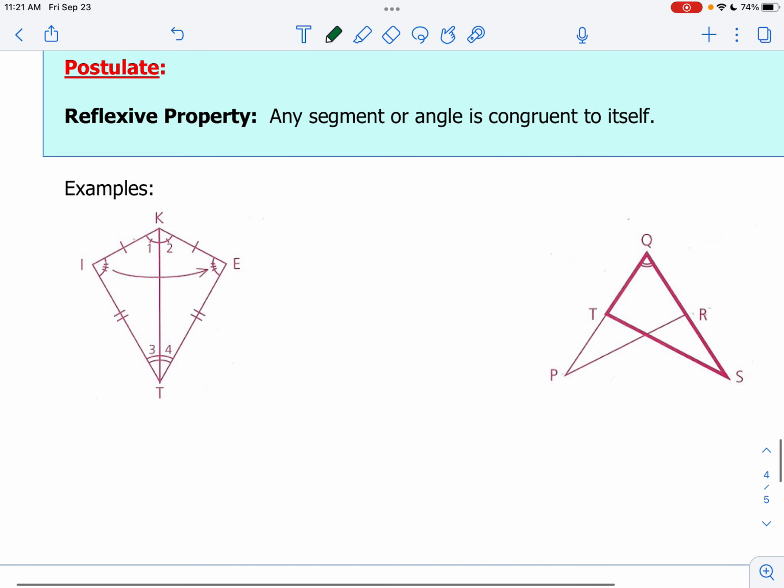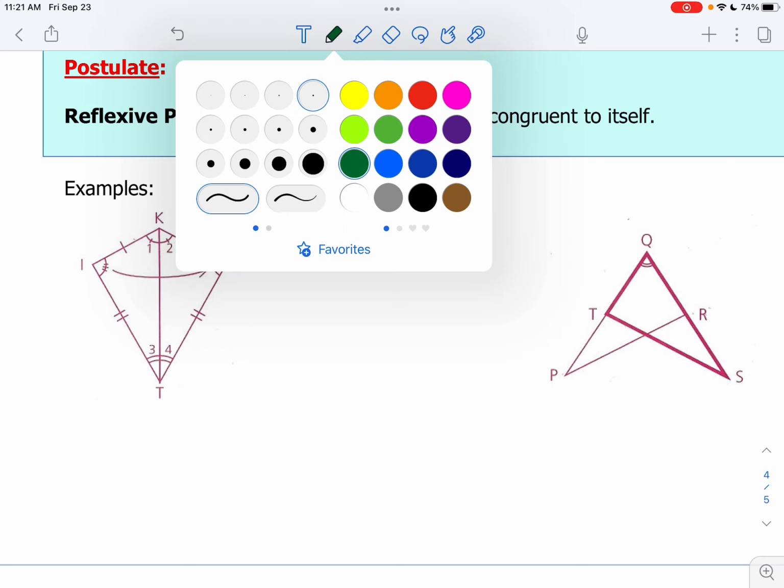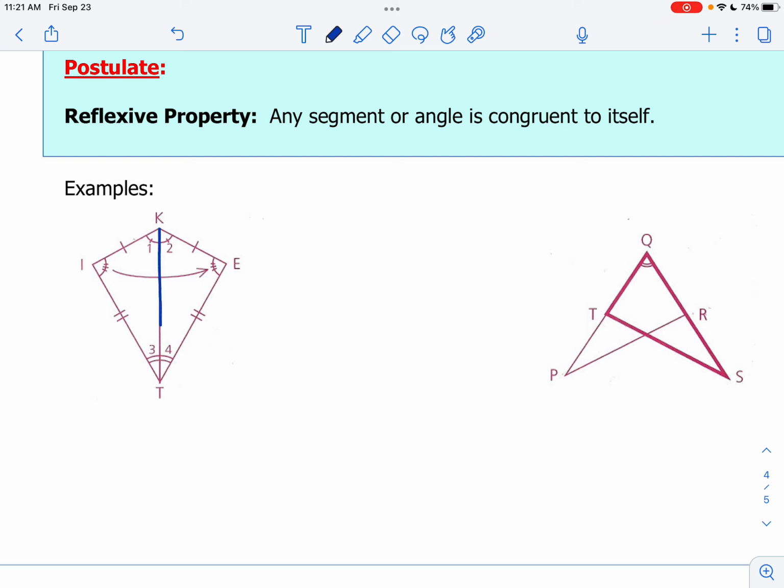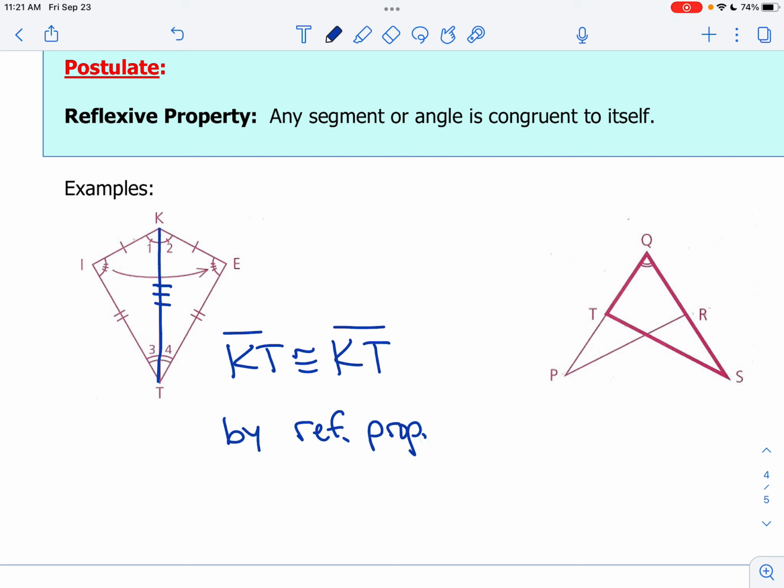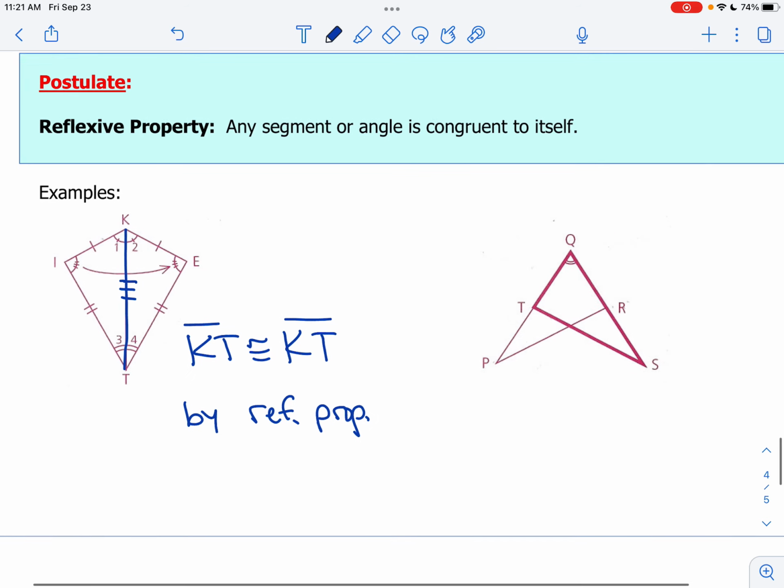But so all we're going to do right now is look at this first picture. I might call it a kite, but that's foreshadowing chapter 5, so we don't need to call it a kite. But what you might see here is that segment KT is congruent to KT. So the reason that's actually important is there's 2 different triangles in that picture that have KT as a side. So that'll be something that we do in future lessons. And we're just going to call it REF prop, reflexive property. So no if-then statements, nothing else, just ref prop.